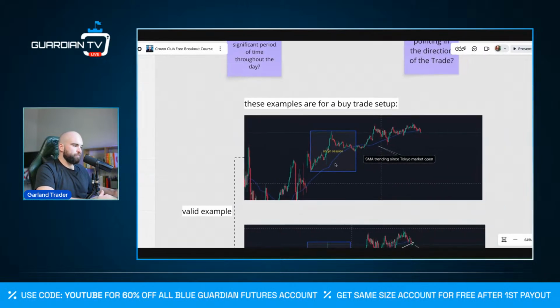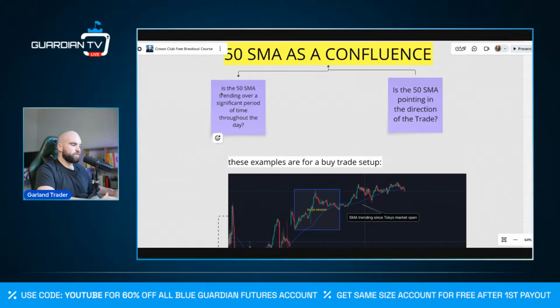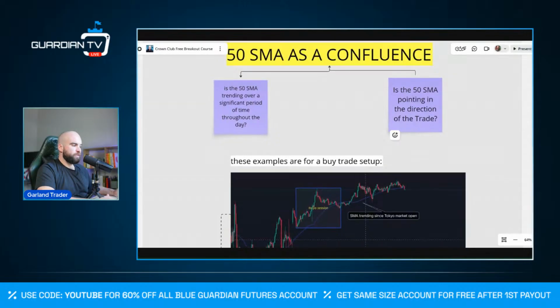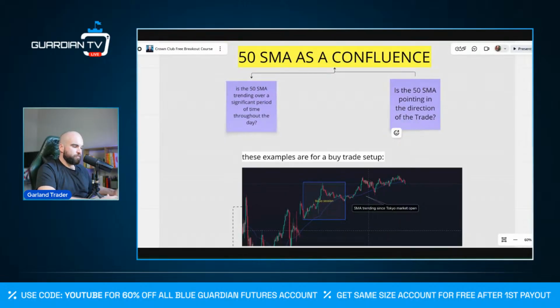So the 2 questions we ask ourselves is the 50 SMA trending over a significant period throughout the day? So I generally look all the way back to Asia and see what direction it's going in. It's either going to be flat, bullish, or bearish. It's easy to find out. And then I ask myself, is the 50 SMA pointing in the direction of the trade? Those are the 2 things, okay?